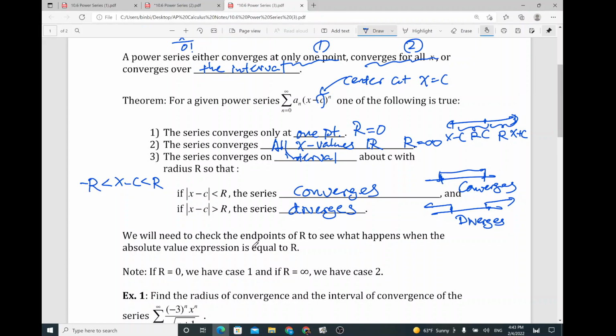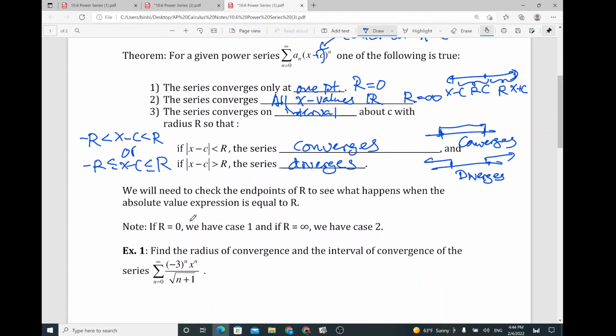We would need to check the endpoints as well, because sometimes the endpoint would be considered part of the convergence interval. So it could be less than, or less than or equal to. We'll find out which case that is. Notice that if r equals 0, we have case 1, which means it converges just at the point. But if r is infinity, we have case 2, so that's for all real numbers x.